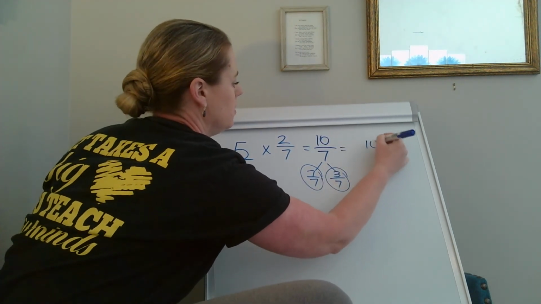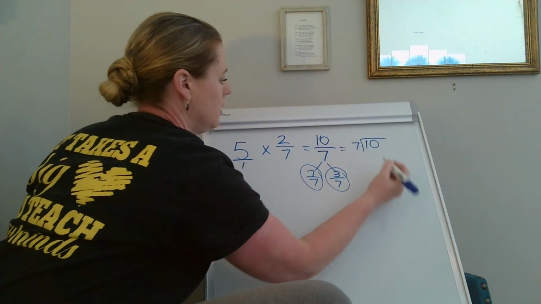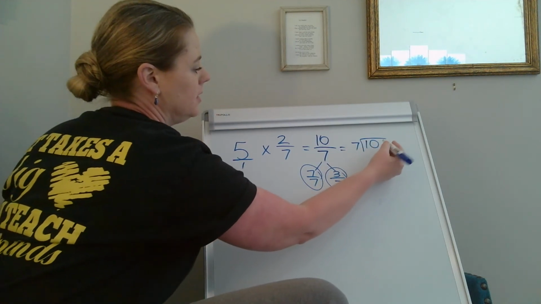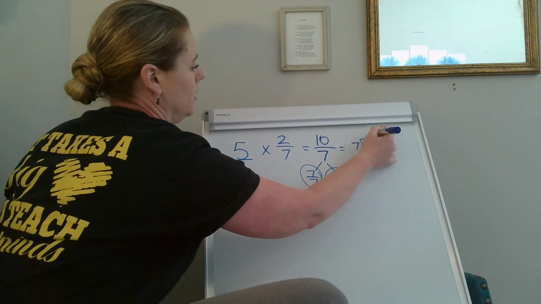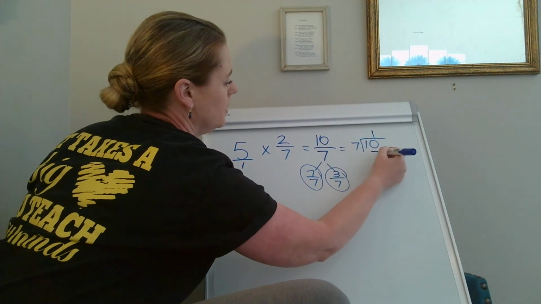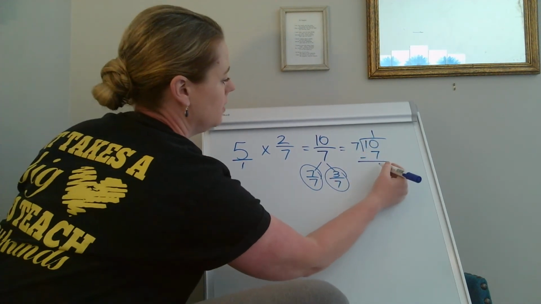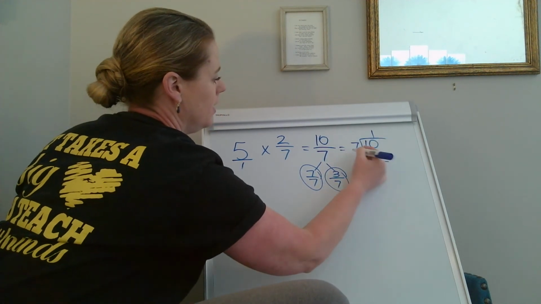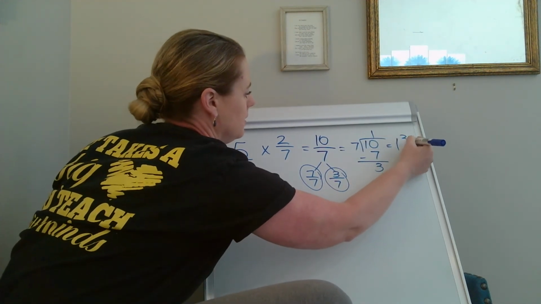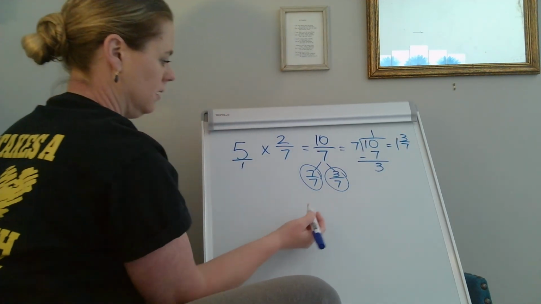Or do your long division. How many times does 7 go into 10? 1. 7 times 1 is 7. 10 take away 7 equals 3. So we have 1 and 3 sevenths.